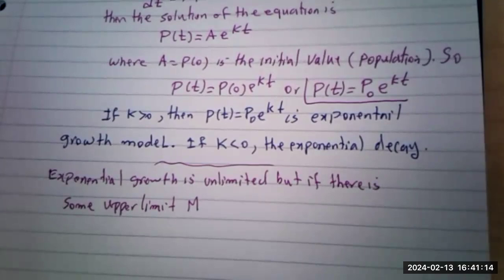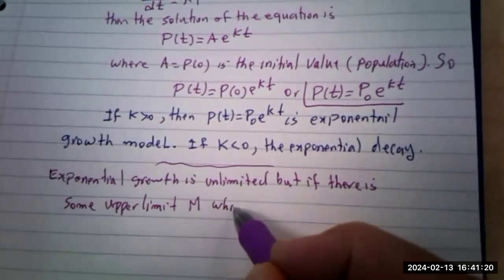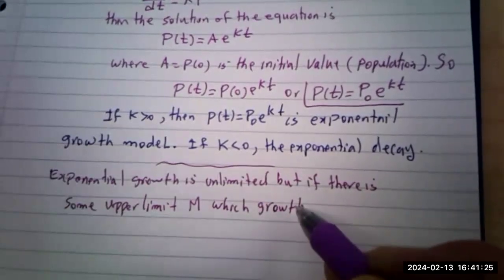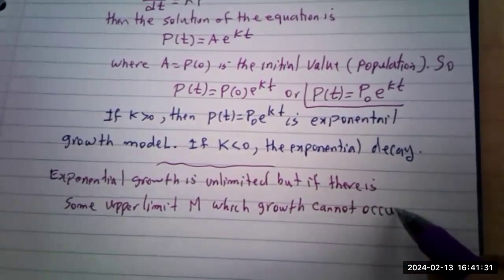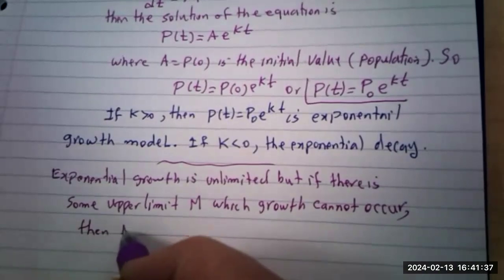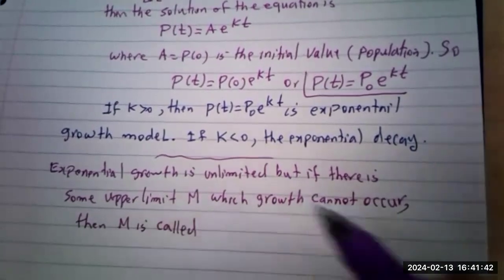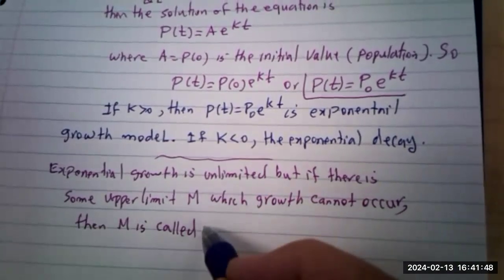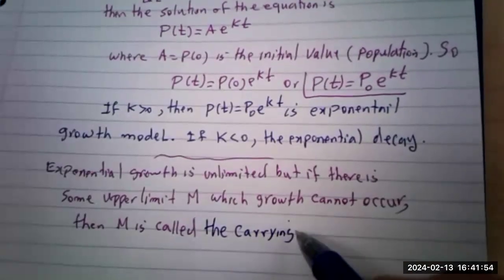It's going to be given to you, some upper limit M, beyond which growth cannot occur. If you pass M, you can't do it. There is a name for M, and you have to know this expression for the problem that we have. M is going to be called the carrying capacity.